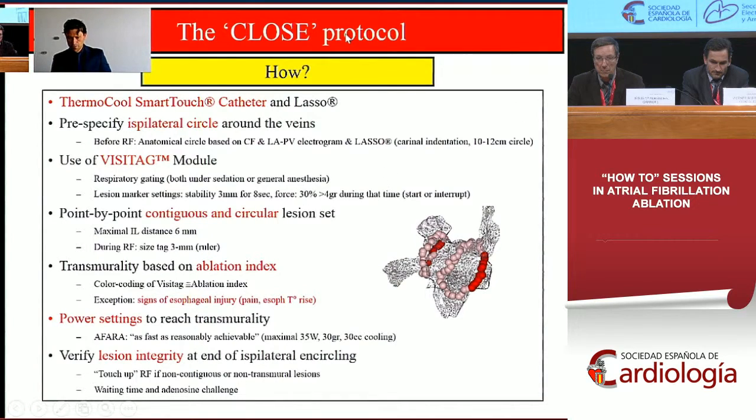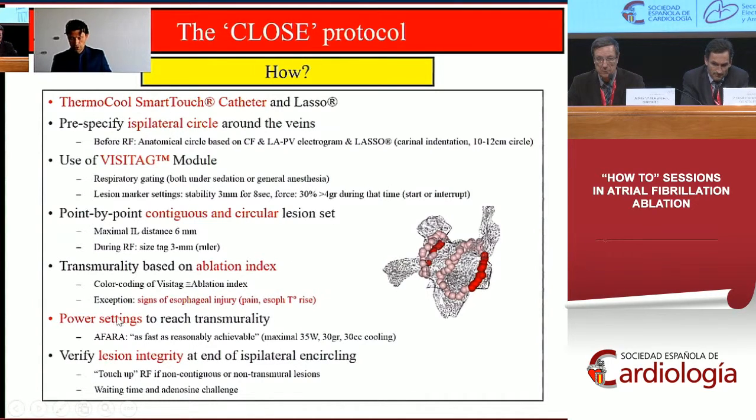How do we perform the closed protocol? We use a smart touch catheter. We pre-specify anatomically the line around the veins. We use the VisiTech with respiratory gating, with stability criteria, very important, with force criteria. We will ablate point by point with the maximum interlesion distance of 6 millimeter. We ablate until the target index value is reached, 400 versus 550.